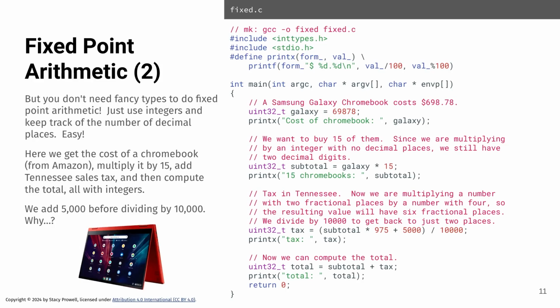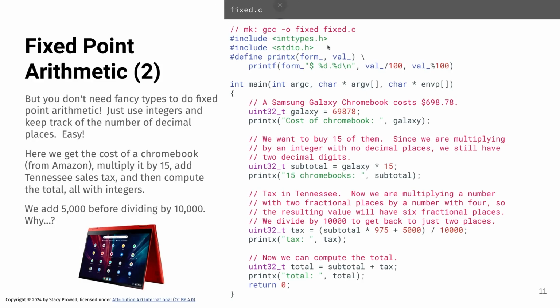So here's the little program where we get the cost of a Chromebook from Amazon, multiply it by 15, add the Tennessee sales tax, and then compute the total. And we do all this with integers. Okay? So let's take a look at that little program.